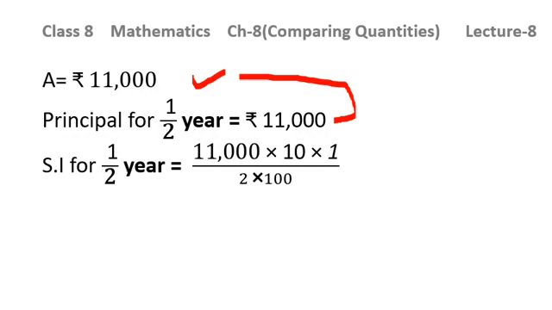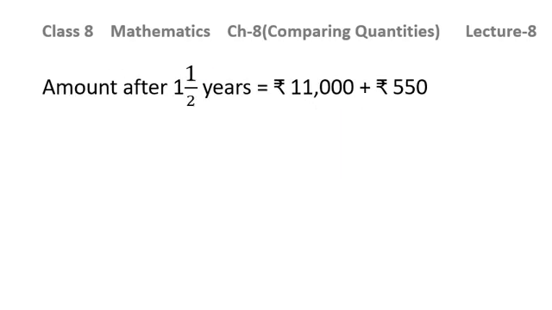Using the simple interest formula, putting the values, P into R, which is 10%, into T. T here is 1 over 2 into 100. So you will be getting 1100 over 2, which is equal to 550. So the amount after 1.5 years, we need to add these two, 11,000 plus rupees 550. It will give you 11,550 as the amount.